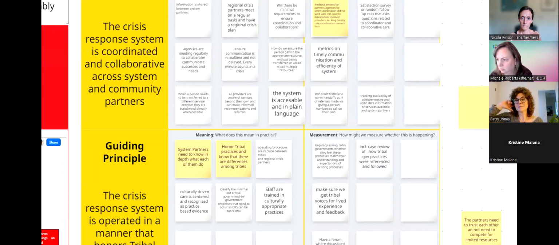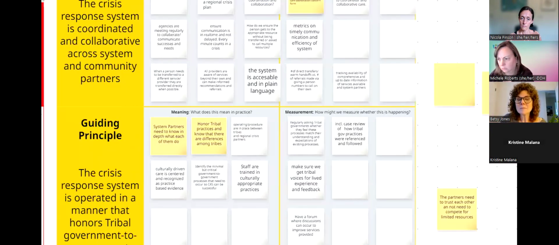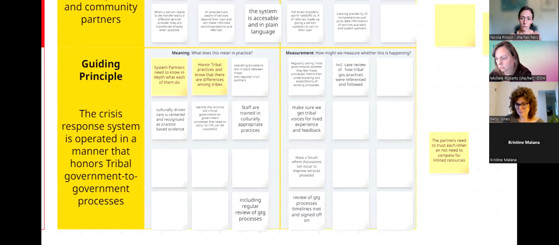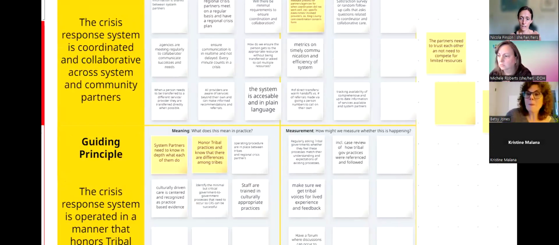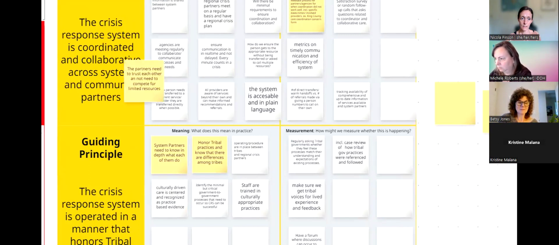Nicola, while we wait for a volunteer, I just wanted to point out that you have an extra sticky here. Unsure where this one should go. The partners need to trust each other. Yeah, I was just going to put that over here, into the guiding principle around system coordination. And it's probably over here, and what does this mean? But trying to fit everything in.